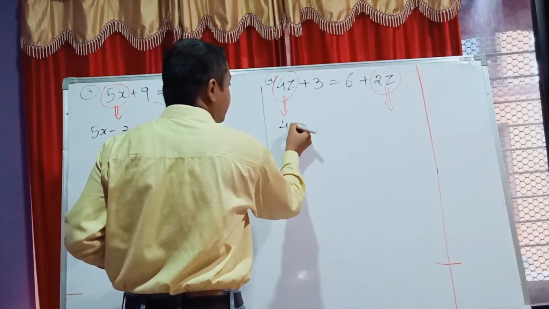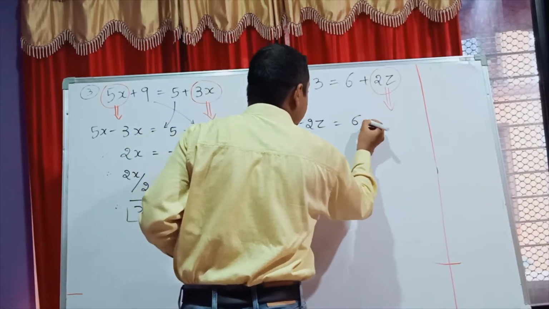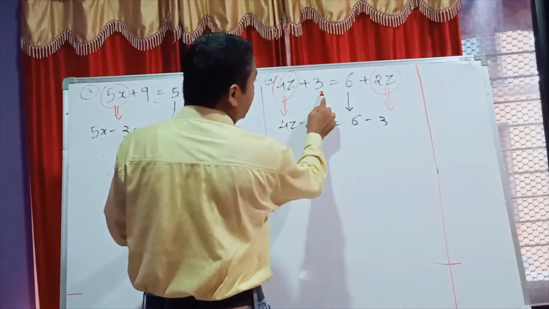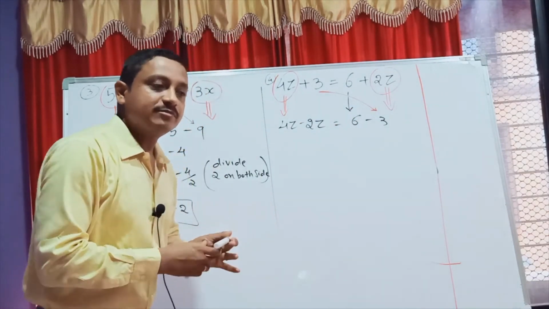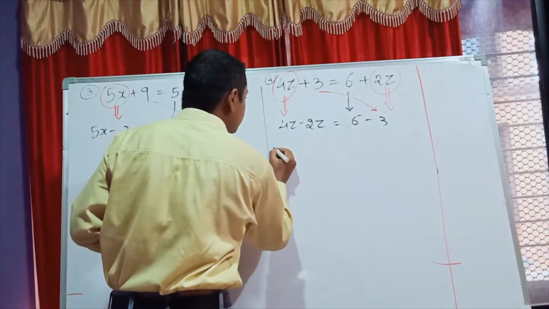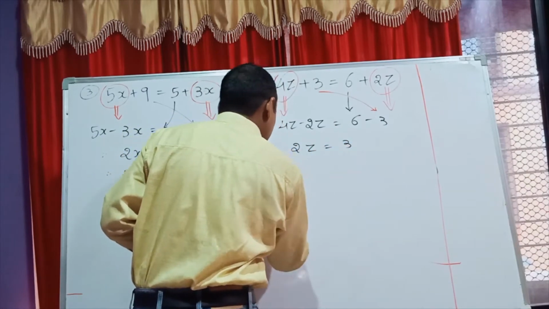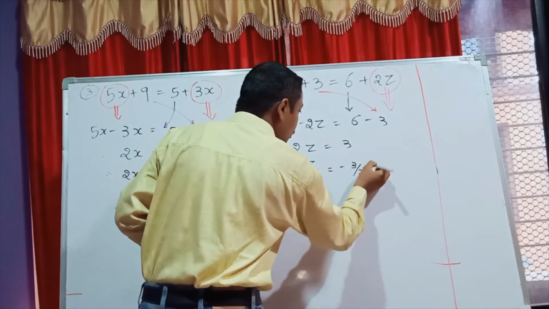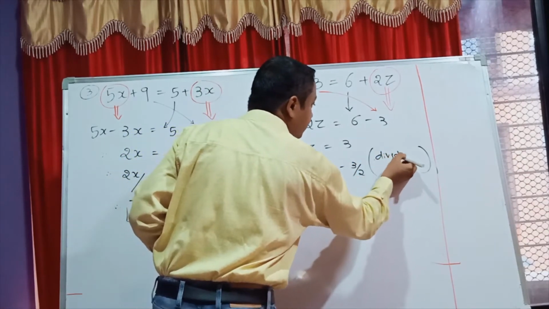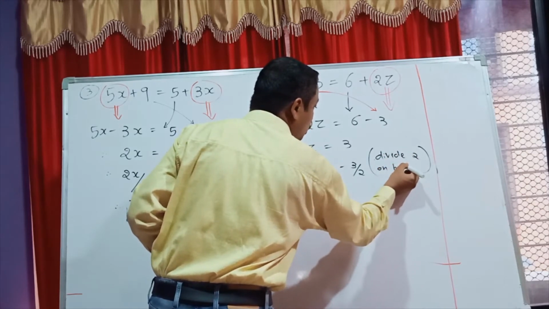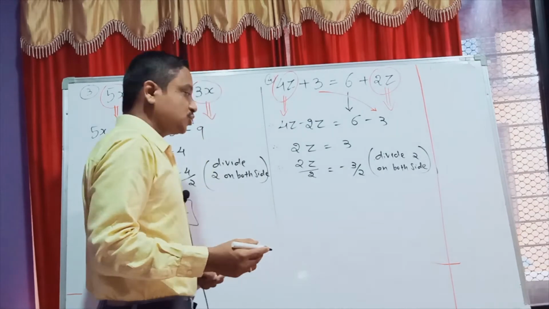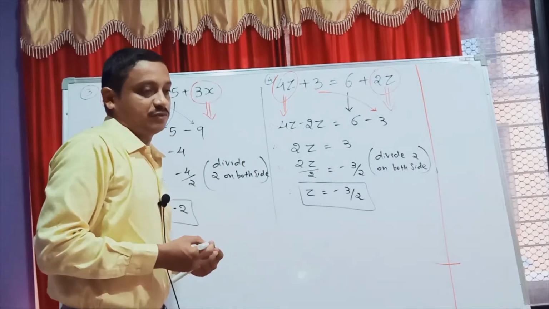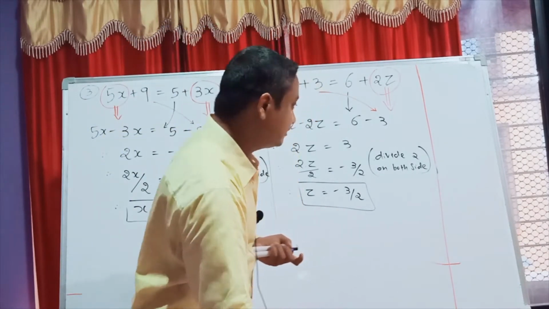So 4z minus 2z, here 6 minus 3, this 3 as it is, and this plus 3, I just move ahead to the right side, it is minus 3. So how much is it? It is 2z is equal to 3. Now divide by 2 on both sides, same method, right? Divide 2 on both the sides. So what do you get? z is equal to, yes, minus 3 by 2. And that's your final answer.